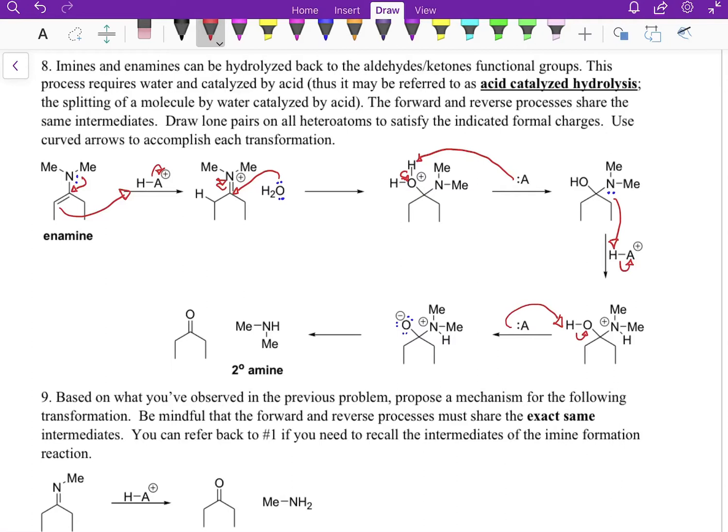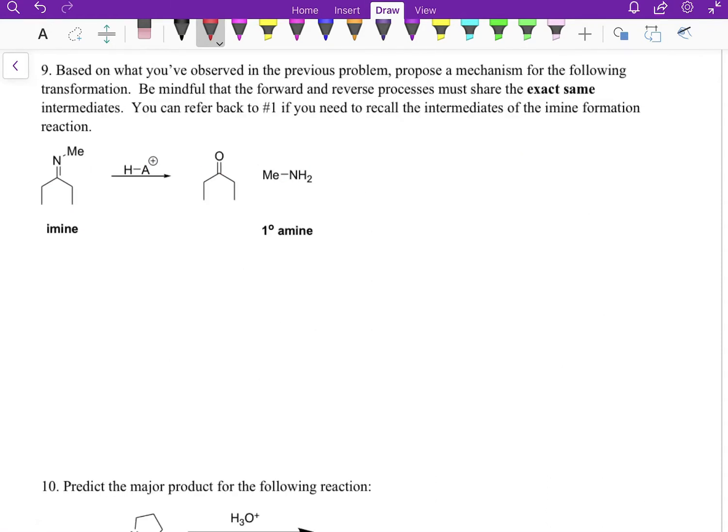And now you have a negatively charged oxygen and a positively charged nitrogen. So what's going to happen is the lone pair from here is going to come here to make the double bond, and this is going to kick this out. And now you're back to a secondary amine. So now you need to make a primary amine from an amine, and you need to have the same intermediate steps. So you're basically doing the reaction backwards in a way.